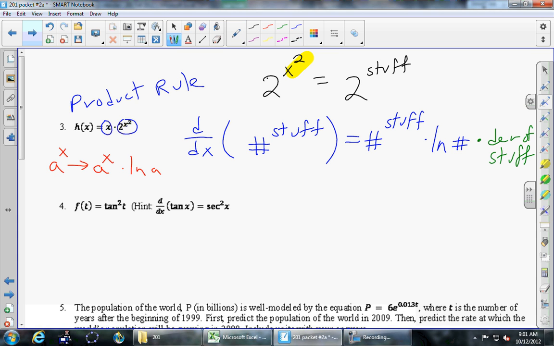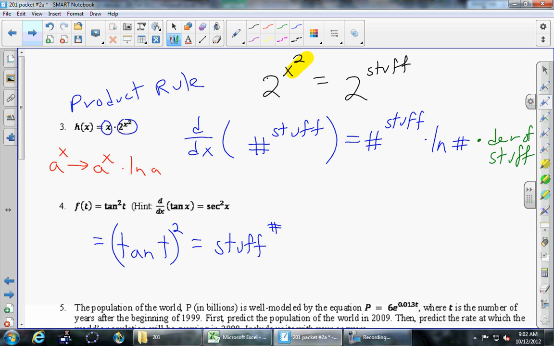Okay, let's take a look at 4. Tangent squared of t. All right, first of all, we need to make sure we're really clear about what that means. Those symbols mean tangent of t, squared. That's not calculus, that's what the symbols mean. So hopefully you saw that in a pre-calculus class. And once I see that, again, I put my kind of blurry eyes on and I see stuff to a number. That is what I see.